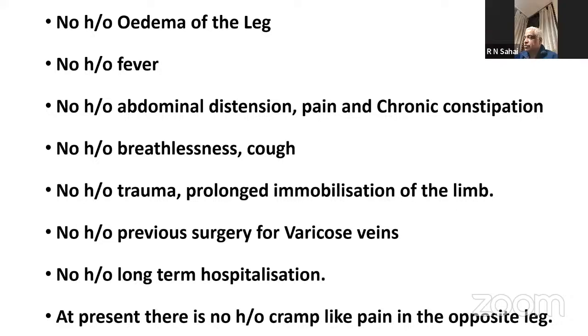So what are the components of DVT? Components, sir. There will be diffuse swelling of the lower limb with fever, and there will be tenderness of that region, sir. So pain, fever, and swelling of the lower limb. Okay. History of abdominal distension, pain, and constipation.